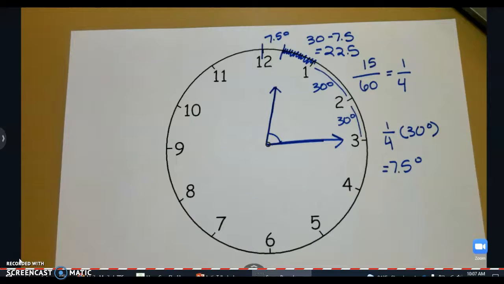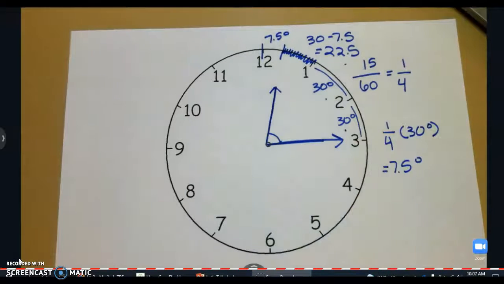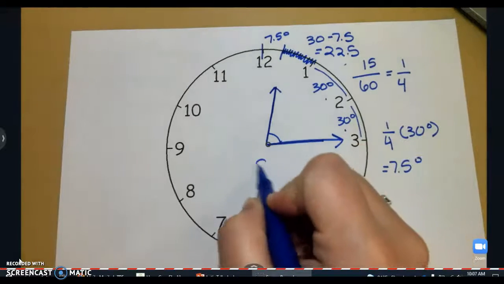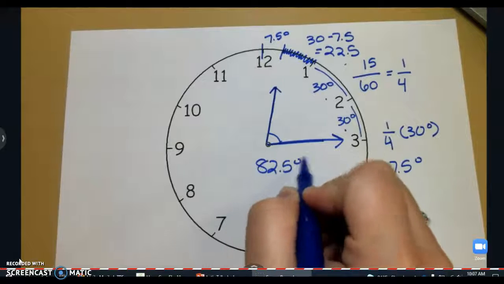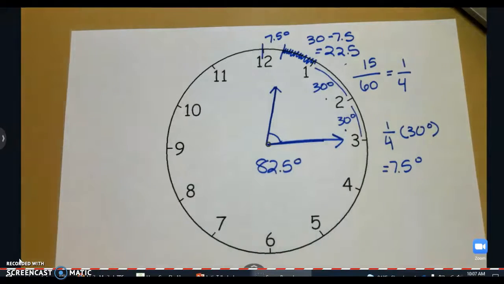So to find the total measure of that angle, I'm going to add 30, 30, and 22.5, and that is going to give me 82.5 degrees. So the measure of the angle at that point is 82.5 degrees.